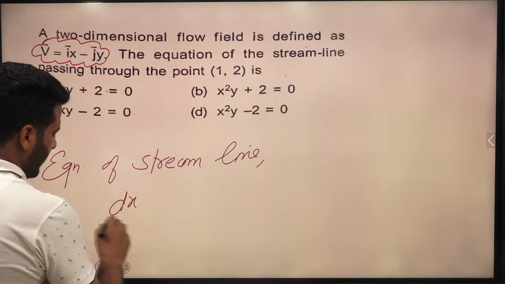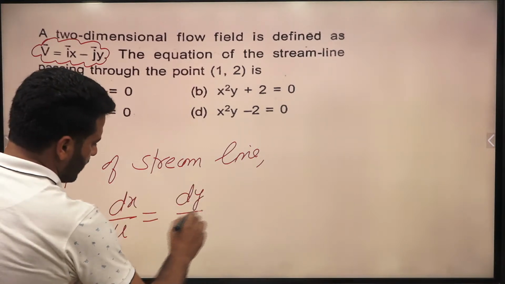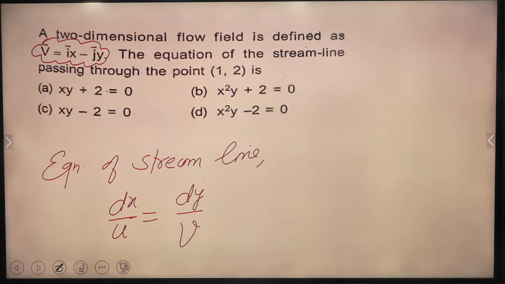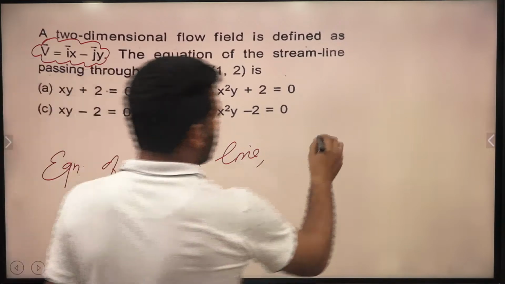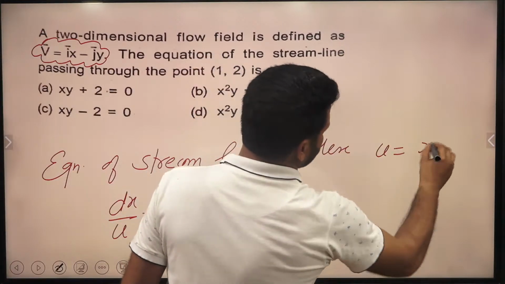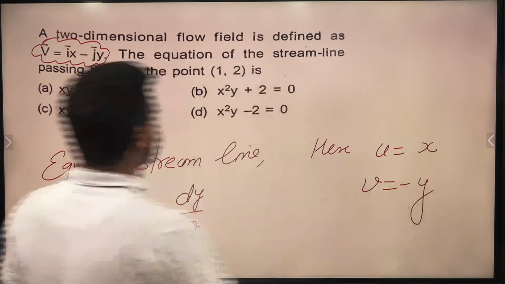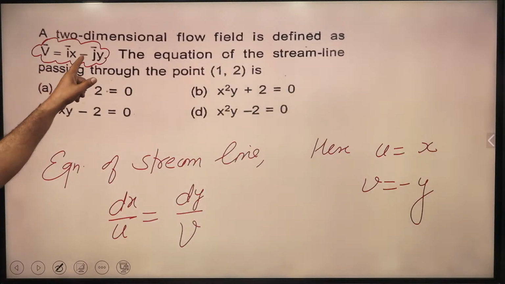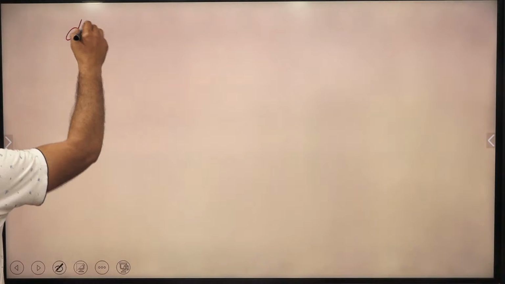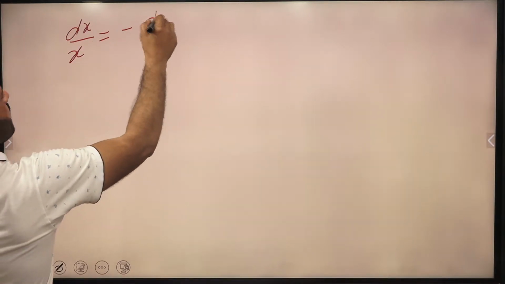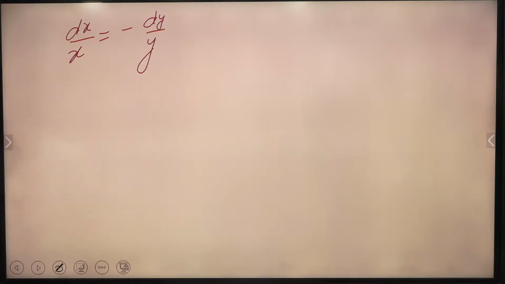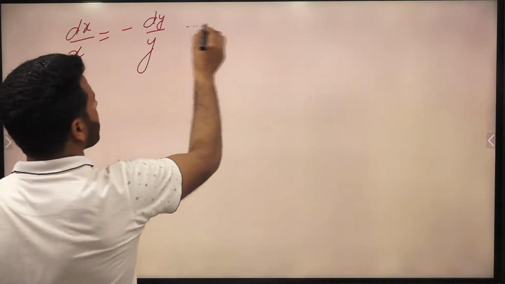So let me write here the equation of streamline. It is dx upon u equals dy upon v. So u and v are basically the velocity components in the x and y direction. Here in this question u equals x and v equals minus y. You can check: x i positive, minus y j, unit vectors i and j. So just put the values. Dx upon x equals minus dy upon y, that we are getting with the help of the streamline equation. So for the time being, now integrating on both sides.